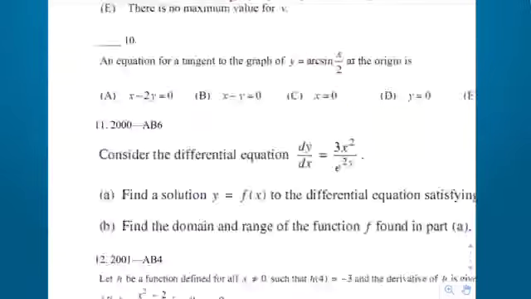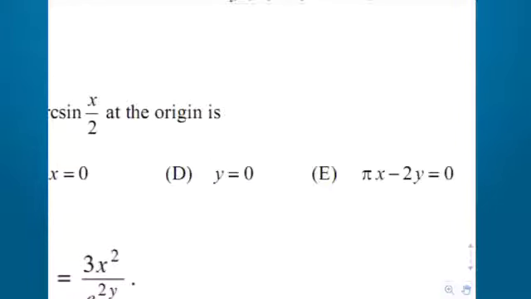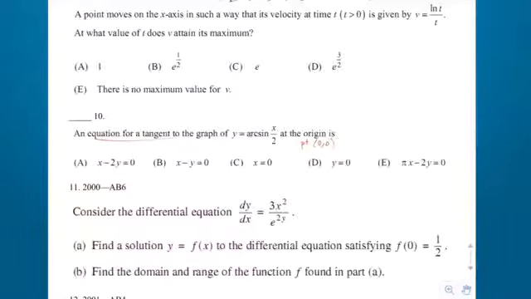All right. What's the derivative of arc sine at the origin? And then we're going to use it to write the equation of the tangent line. Okay. So we need a point and a slope. The point is given to us implicitly. It's the origin, 0, 0. So all we really need is a slope and a point.